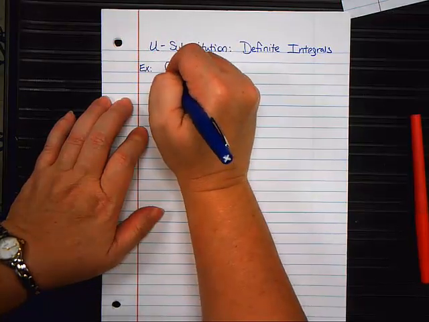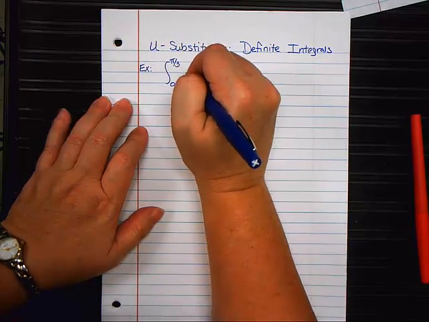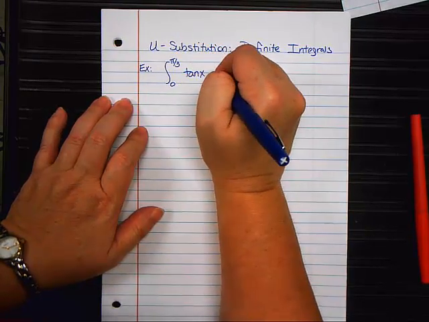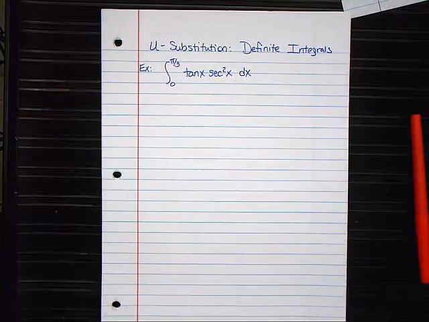Here is the first one. The integral from 0 to pi over 3 of tangent of x times secant squared of x dx.